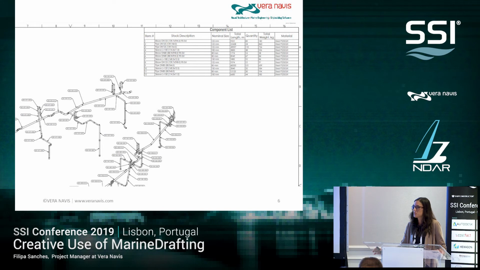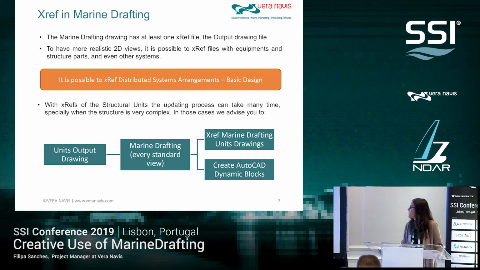The creative way to work with marine drafting is to pick everything that I told you and mix it up and have a drawing with several things. For example, you can make a reference, a SHREF, for structures, equipment, other systems, anything that you want, and the marine drafting will cut it and consider it. You can also hide the SHREF to make it easier to see what you want to cut.